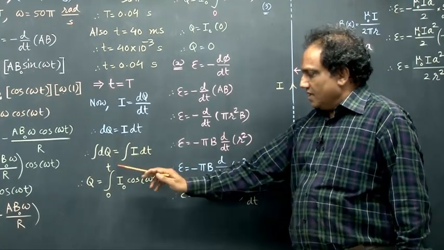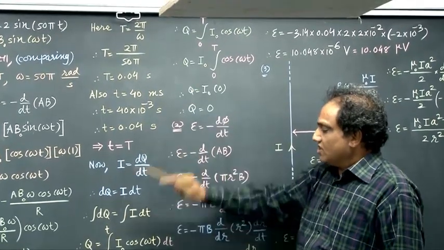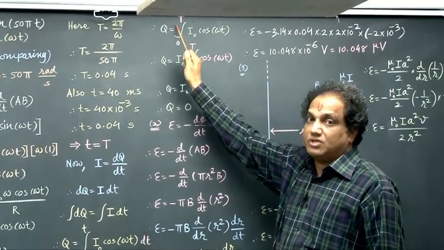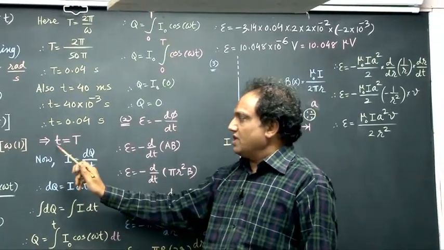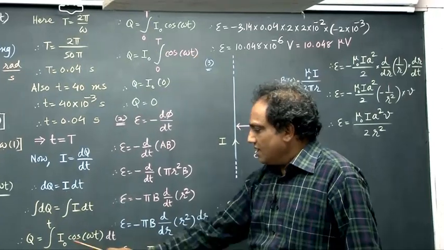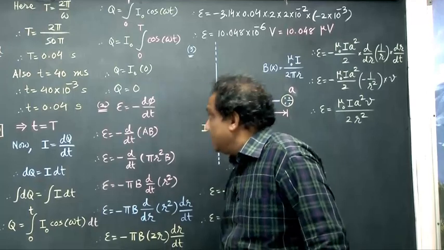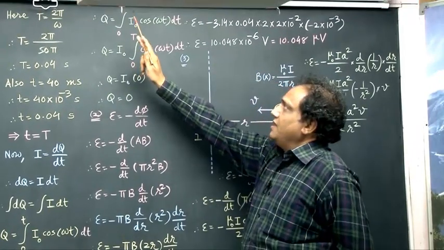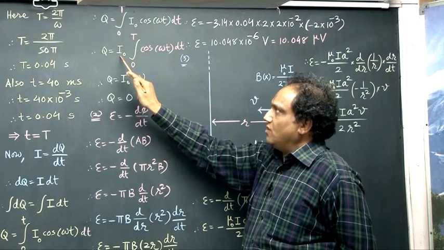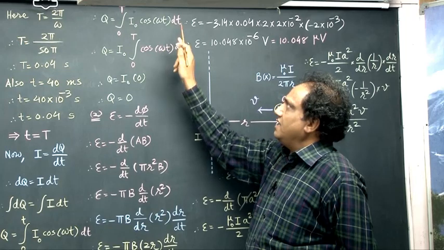And now, integration 0 to small t. Instead of small t, I should write here capital T, because small t equals capital T. Now I0 cos of omega t as it is. Again, I forgot to write dt here. Now tell me, I0 is constant, should be taken out. Integration 0 to capital T, cos of omega t dt.